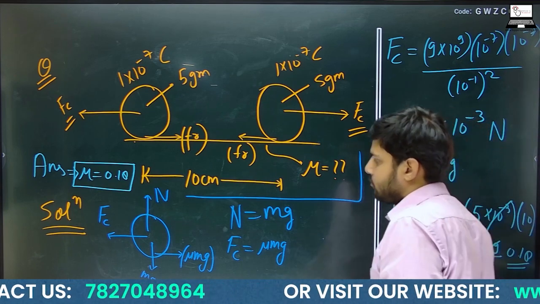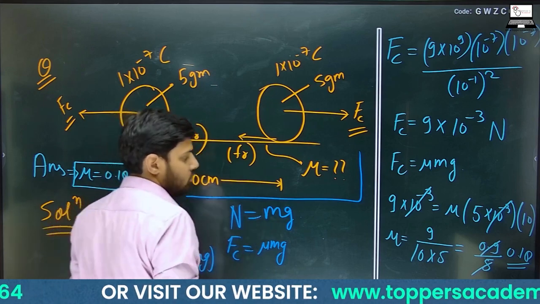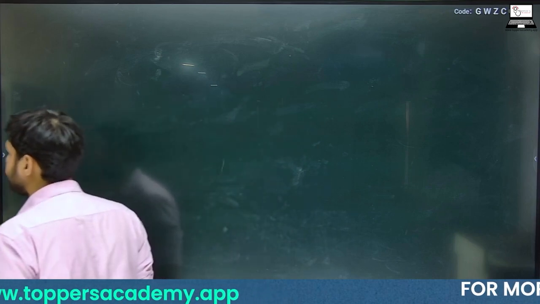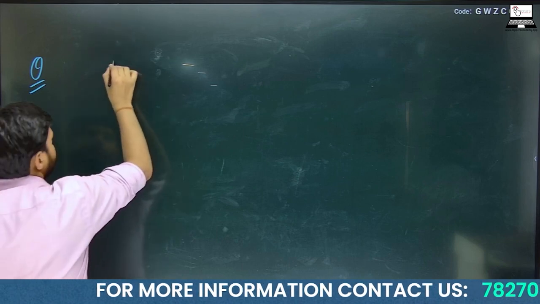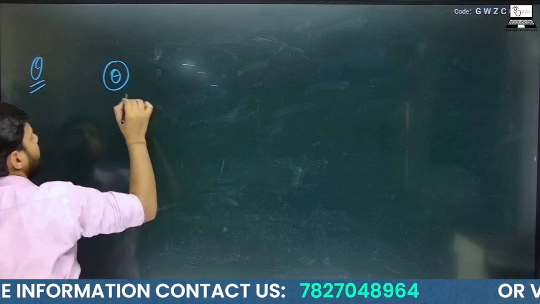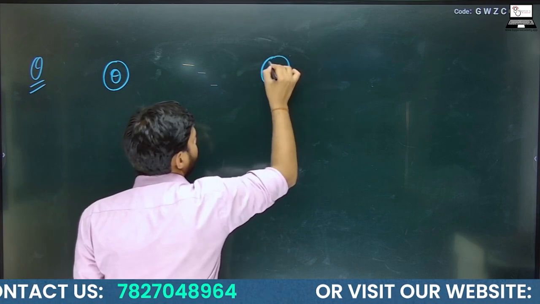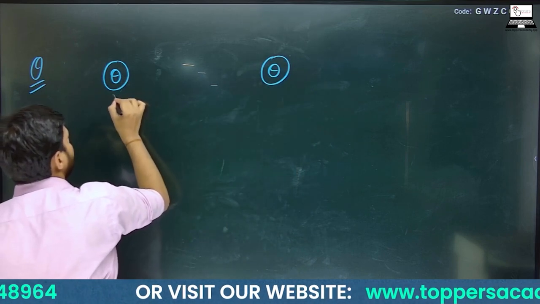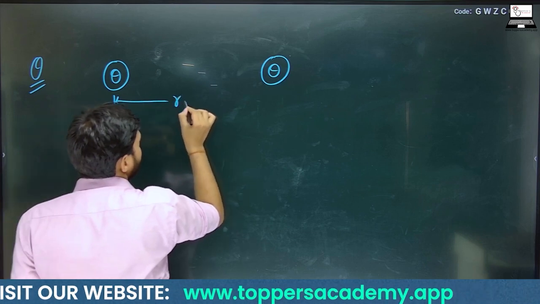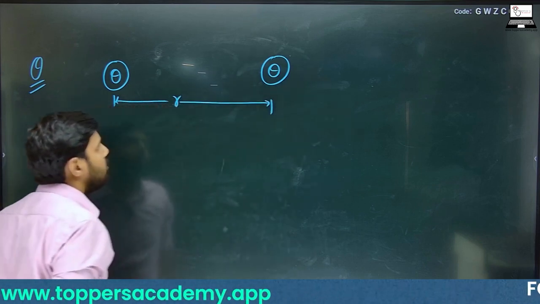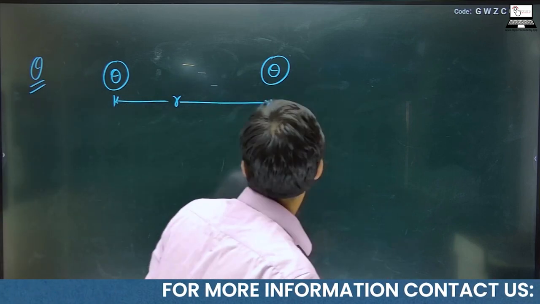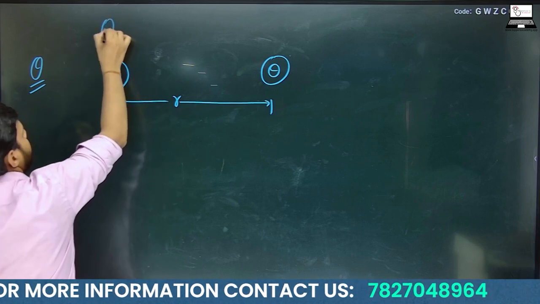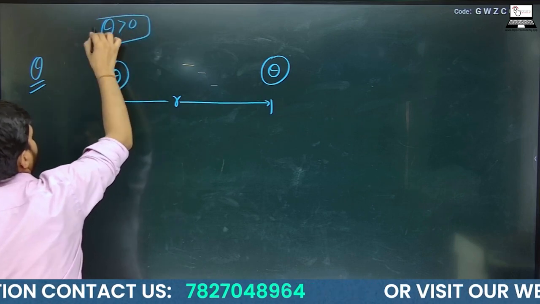All right. So let's try another question. Another question is, we have this capital Q charge and we have this capital Q charge also, and the distance between them is R. Okay, so they will repel each other, that's for sure. They will repel each other, and let us suppose they are positive charges. Clear?